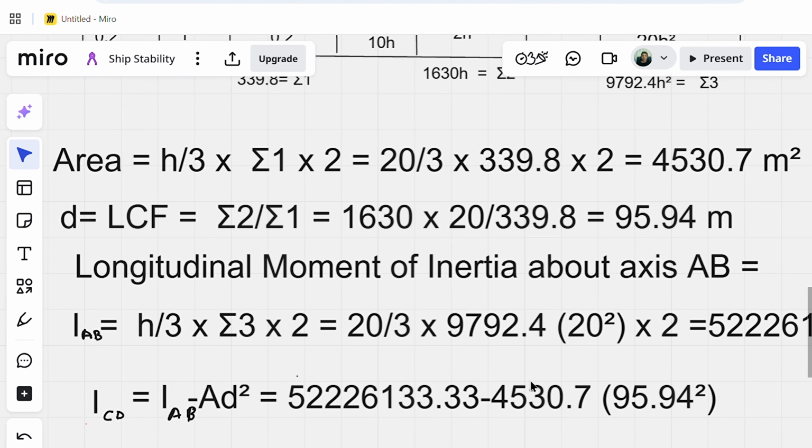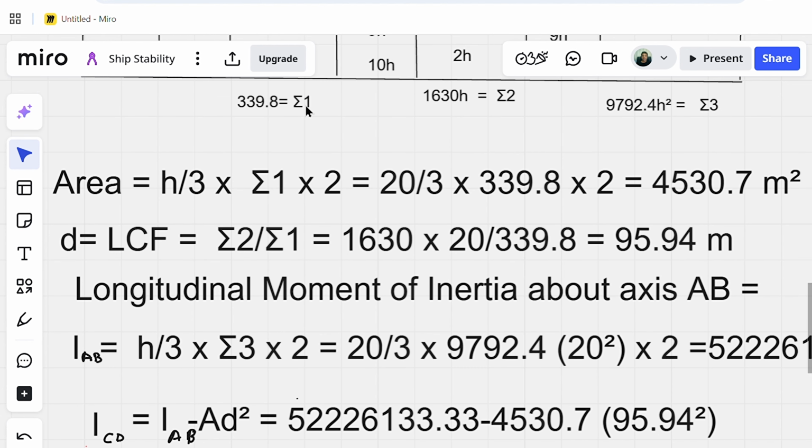Area will be, for Simpson rule number 1, h by 3 multiplied by summation 1 and multiplied by 2, because we have been given half ordinates. So in order to get the total area of the water plane, we must multiply by 2. H is 20 by 3, and area function summation 1 is 339.8 multiplied by 2, and we get the total area of the water plane, 4530.7 meters square.